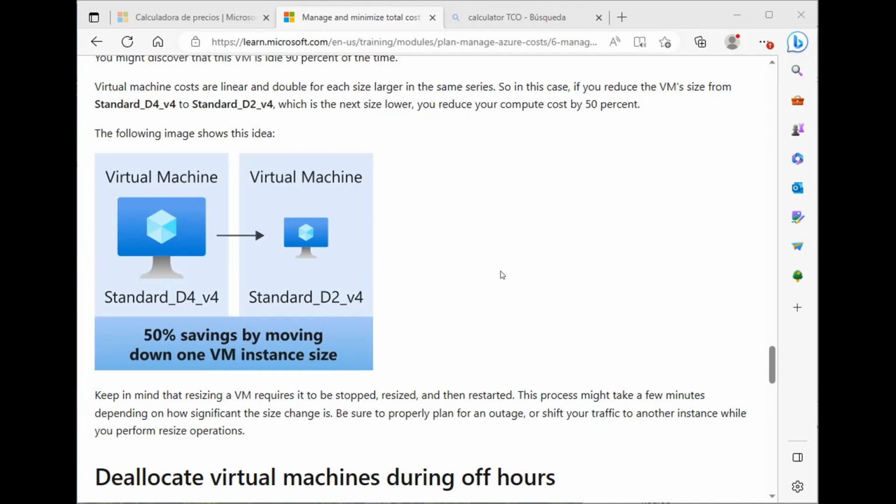Keep in mind that resizing a virtual machine requires it to be stopped, resized, and then restarted. This process might take a few minutes depending on how significant the size change is. Be sure to properly plan for an outage or shift your traffic to another instance when you perform a resize operation.